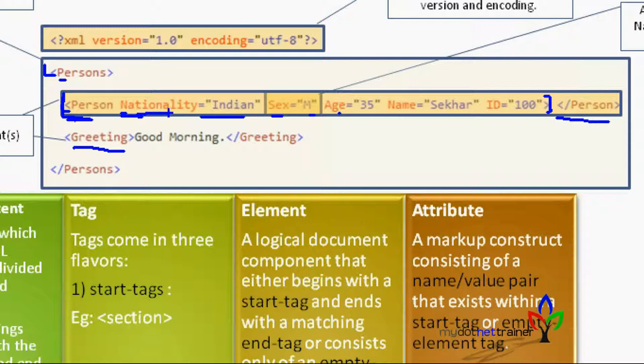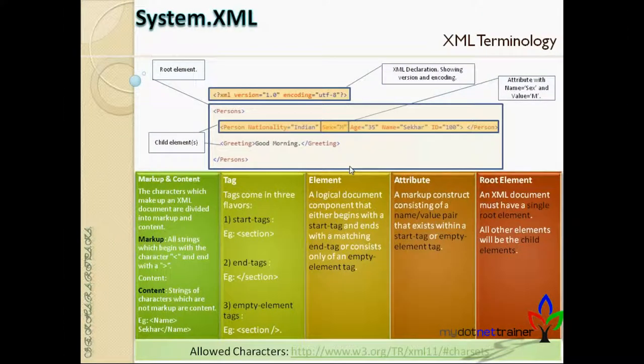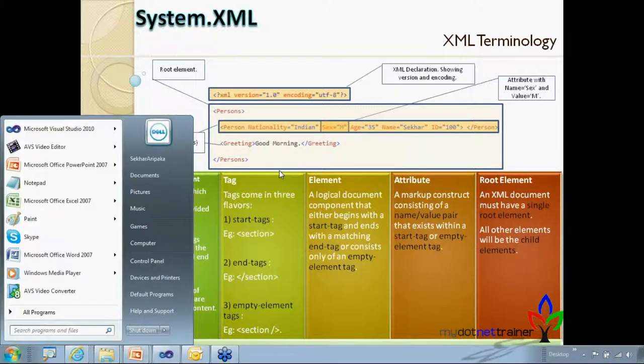So an attribute is a component within the element which has key value pair combinations, using which you can actually carry forward the data elements. And of course the root element, we just talked about it, and XML must have a root element, otherwise it's going to be an invalid XML. So a couple of rules we can actually see.